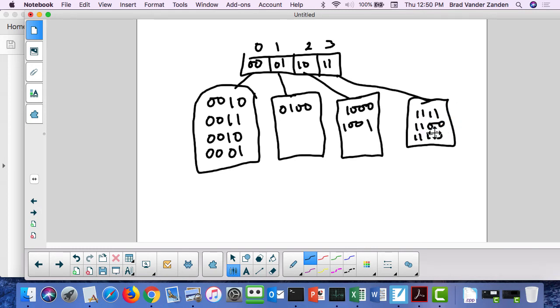So the first thing you should notice that's different is you don't have to have the leaves more than half empty. They may be more than half empty. So we relax the restriction that the leaves have to be more than half empty.